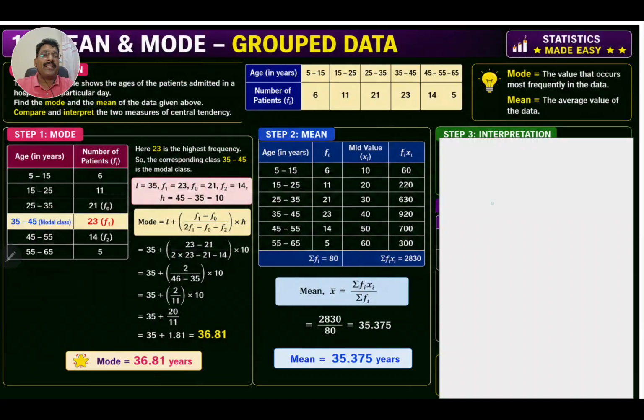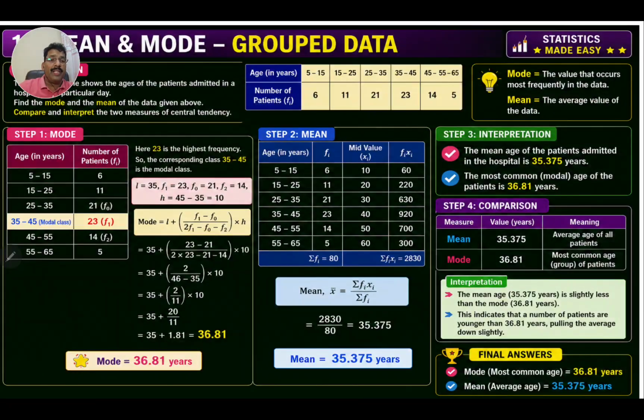So now the interpretation. The question also says compare and interpret the two measures of central tendency. Here we compare these two and interpret. So what does the interpretation mean here? The mean age of the patients admitted in the hospital is 35.375 years. The most common, that is the modal age of the patients, is 36.81 years. So like that we have to find the mode.